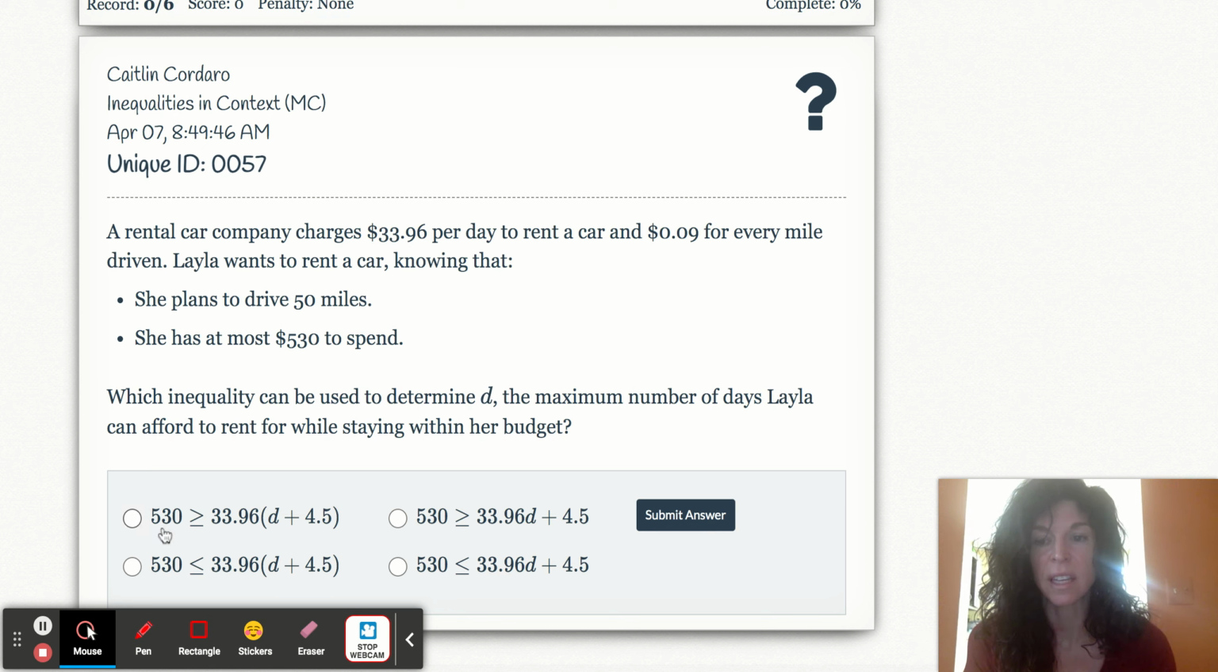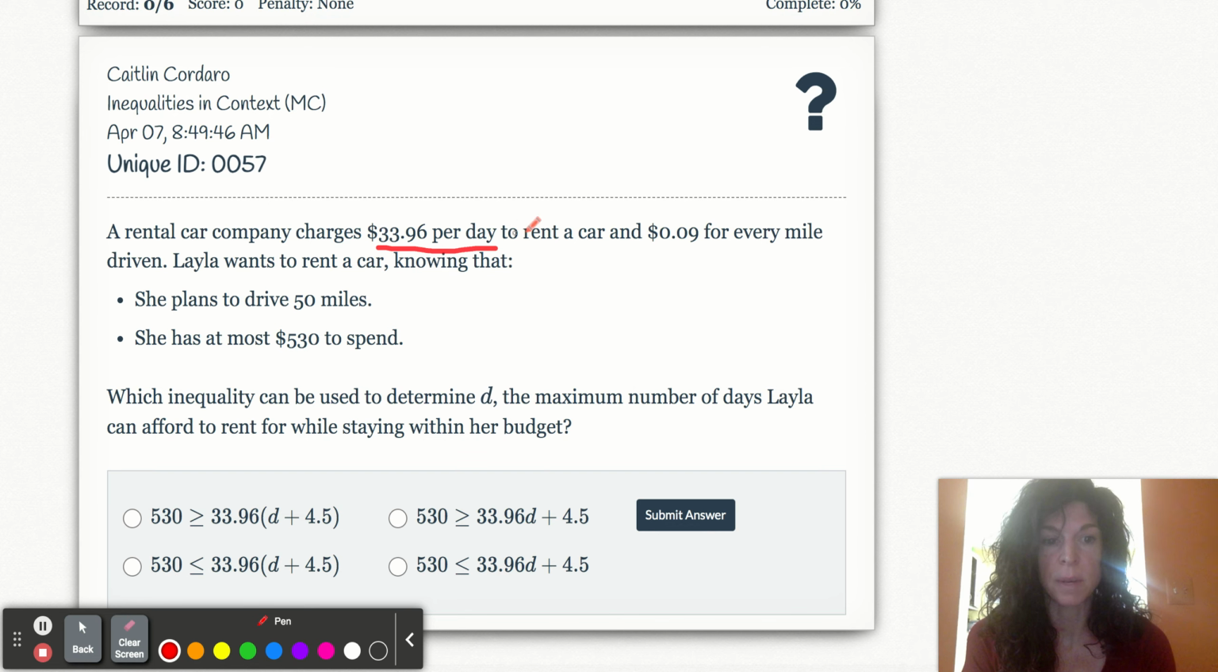Okay, so let's underline the key information here. The rental car company charges $33.96 per day. Every day she rents the car, she pays that amount. And then she has to pay to actually drive it. So every mile she drives, she pays 0.09 or 9 cents for every mile. She plans to drive 50 miles. She has at most $530 to spend.